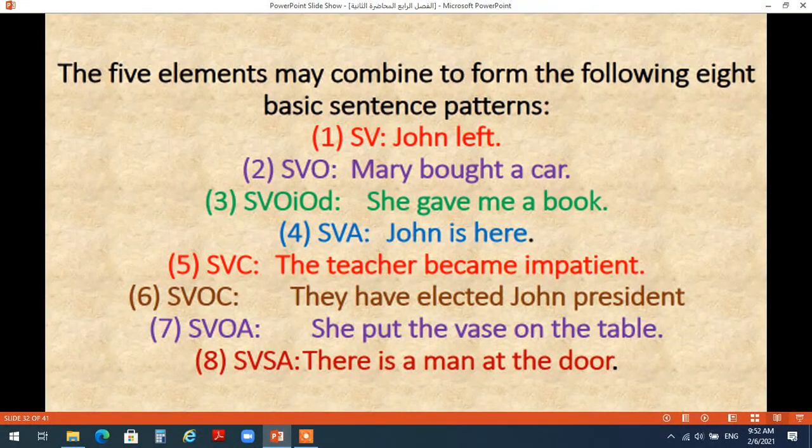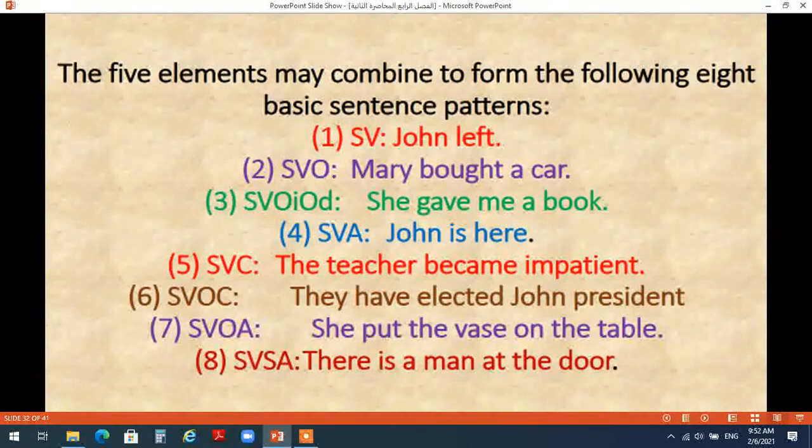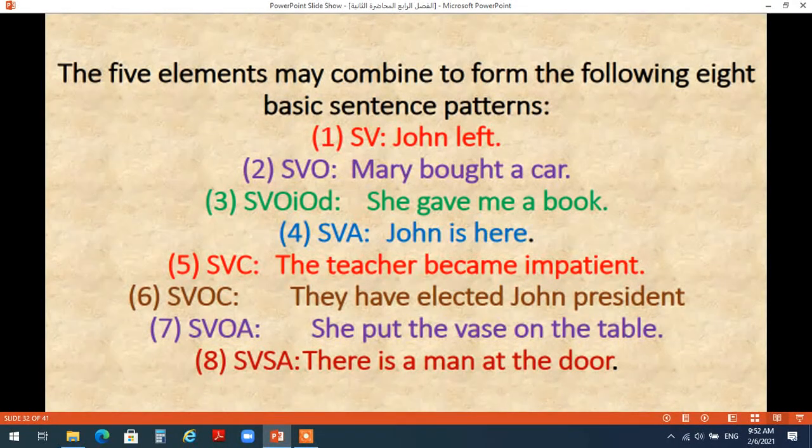For example, she gave me a book. إذن me راح يكون indirect object و a book راح يكون direct object. النمط الرابع يتكون من الفاعل والفعل اللي يكون intransitive verb فعل لازم وهنالك some adverb.